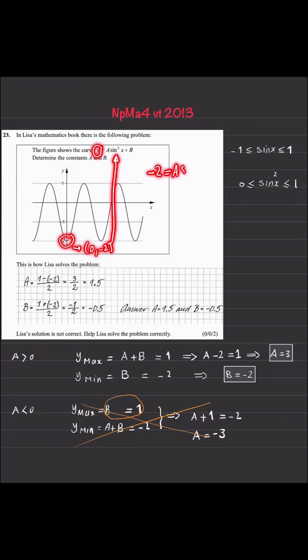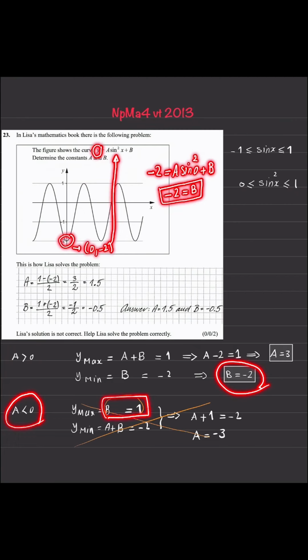So then it becomes a times sine 0 squared plus b. But sine 0 is just 0. So this means that minus 2 is equal to b. And this is, by the way, another way to find b, which was this answer, and that is correct. So we already know b has to be negative. And it means that a cannot be negative, because assuming that a is negative gives rise to a positive value for b, but that is not correct.